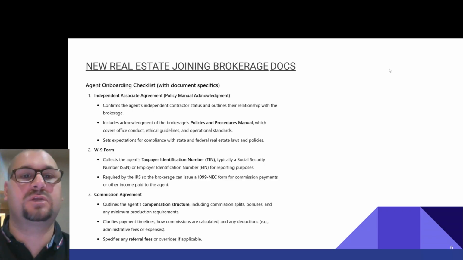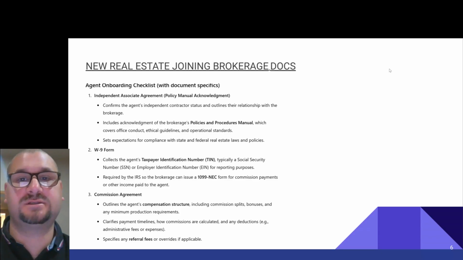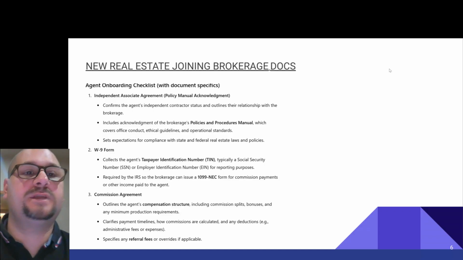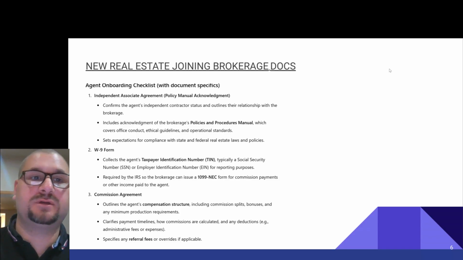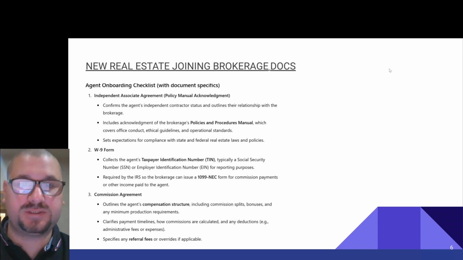So number one, we're going to start with the independent associate agreement. This is going to be known as the policy manual acknowledgement. It's going to confirm the agent's independent contractor status and outlines their relationship with the brokerage. So basically, if you're a new broker and you're hiring agents, you want them to sign this document to confirm that they're working with your policies, and they're following your policies and procedures. It's going to include acknowledgments of the brokerage's policies and your procedures manual.